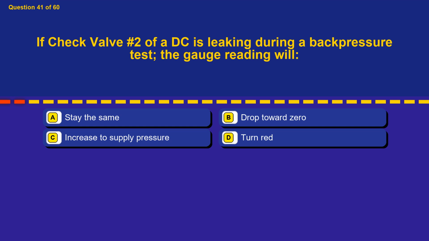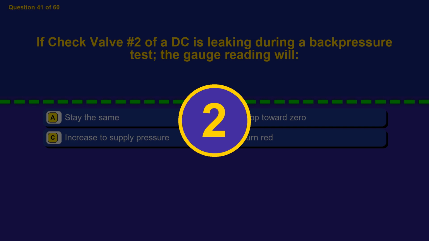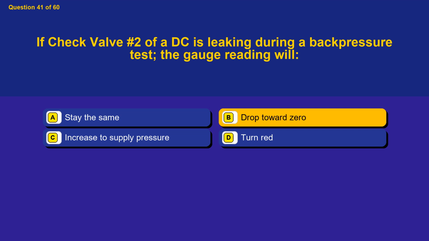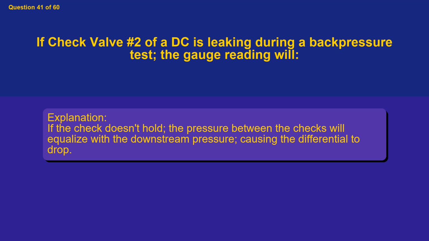Question 41. If check valve number 2 of a DC is leaking during a back pressure test, the gauge reading will: Option A, stay the same. Option B, drop towards zero. Option C, increase to supply pressure. Option D, turn red. The correct answer is option B, drop towards zero. If the check doesn't hold, the pressure between the checks will equalize with the downstream pressure, causing the differential to drop.